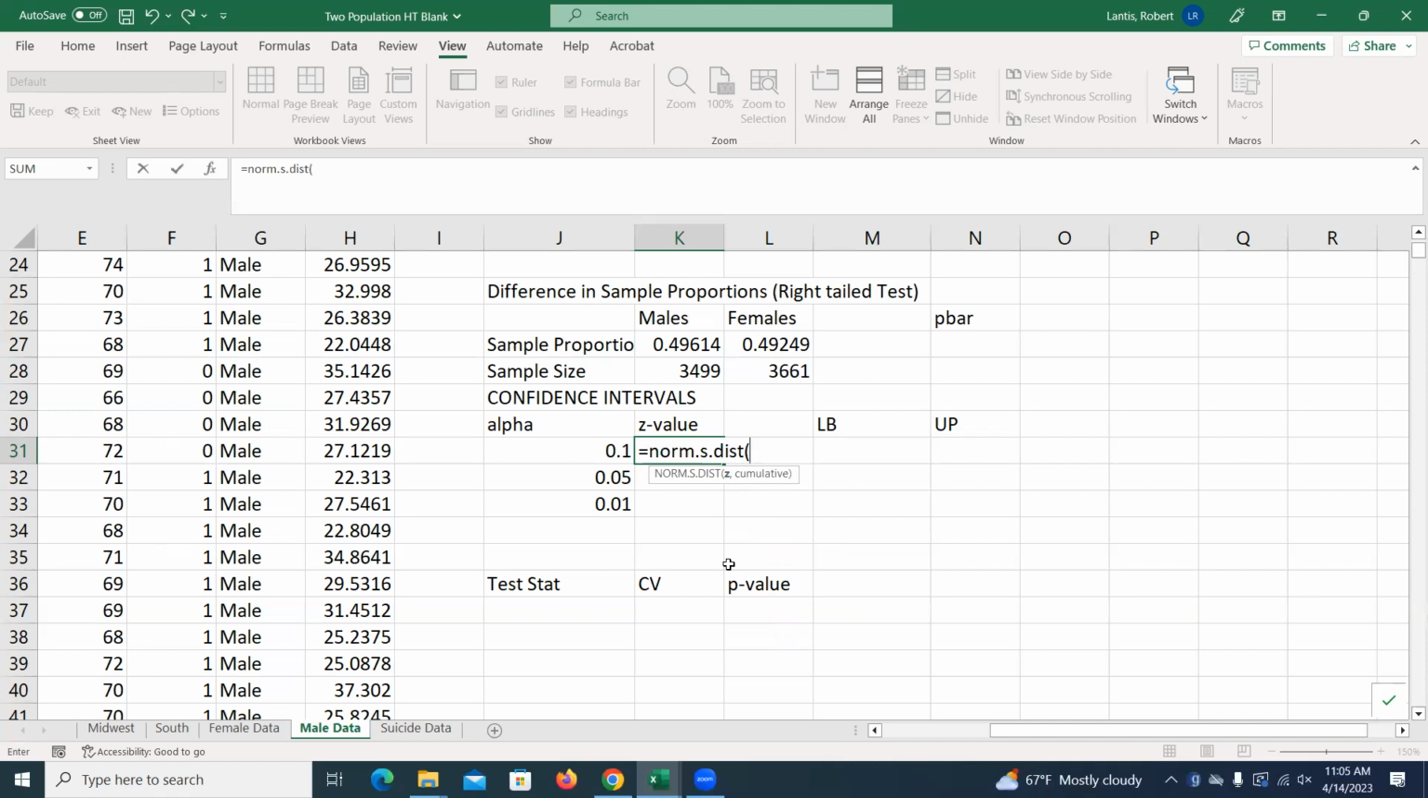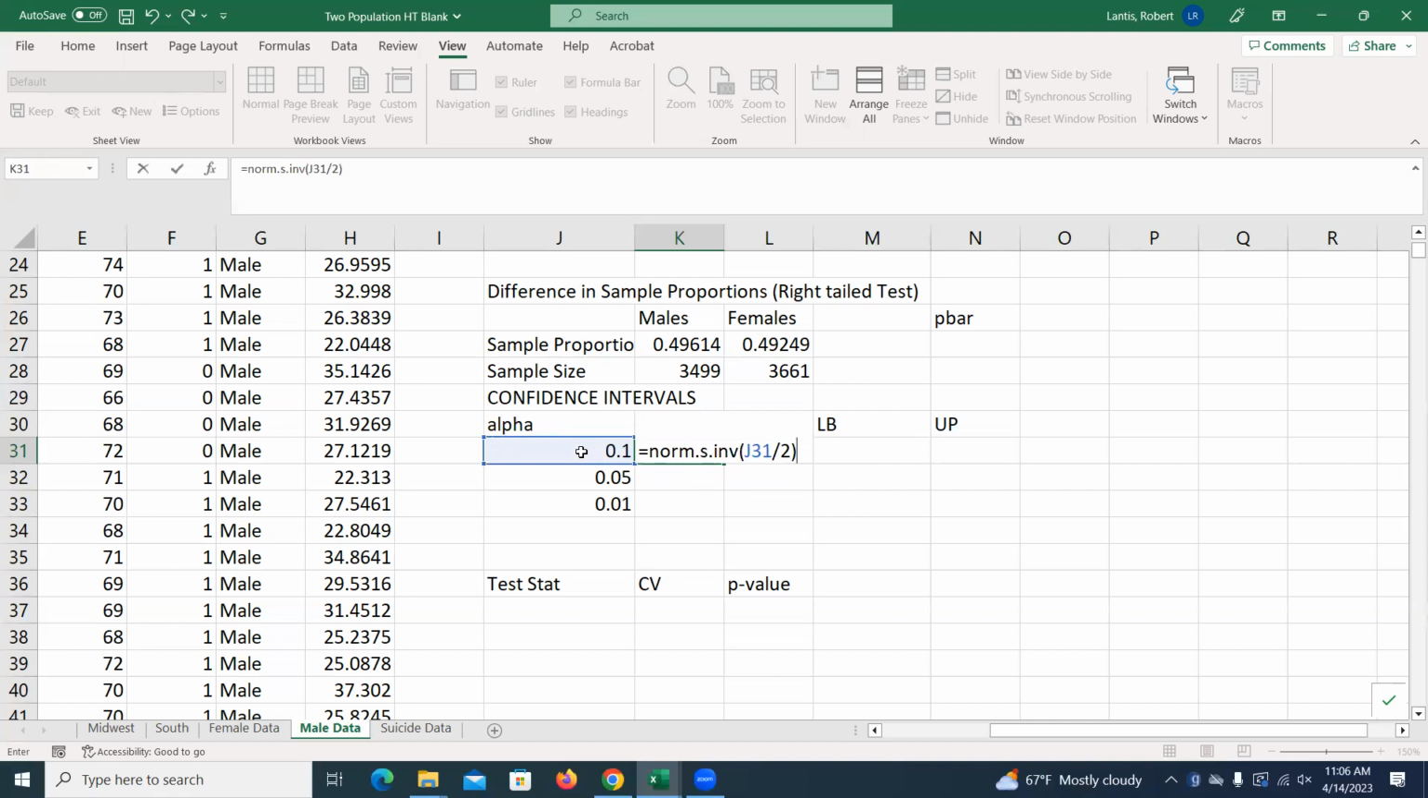Here, we know what our alpha values are. So this first one, I've got an alpha of 0.1. So I'm going to know the area in the tail. I want Excel to give me that z value. So instead of norm.s.dist, I should use what? Yeah, inv, right? The area I want on each side is alpha divided by 2.